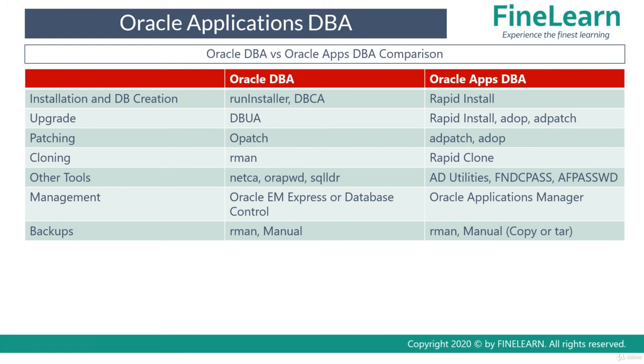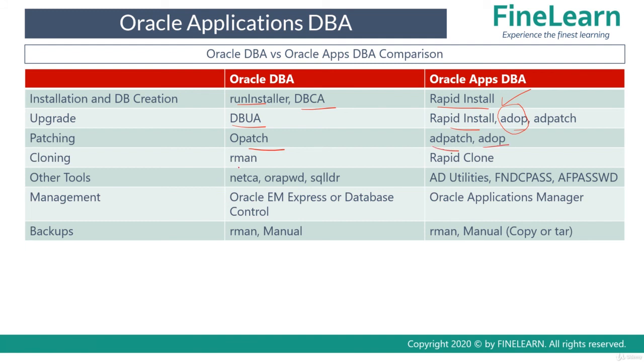Now, when you want to create a database in Oracle Database, you generally use something called Run Installer or DBCA, but in Oracle Labs DBA, we use something called Rapid Install. This is a new tool specific to Oracle applications, which you'll be learning. And then we have upgrade. For upgrade in the database, we use DBUA, but here we use something called Rapid Install and ADOP. ADOP is basically AD Online Patching. It's a utility to apply patches. And for patching, we usually use OPatch, but for Oracle Labs DBA, we use ADPatch and ADOP.